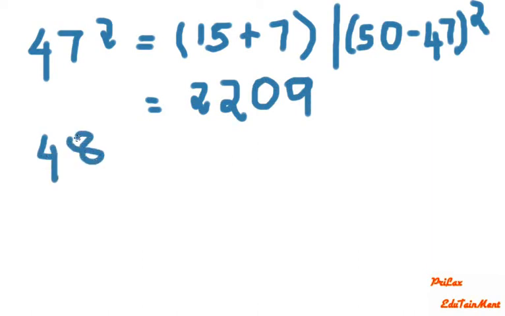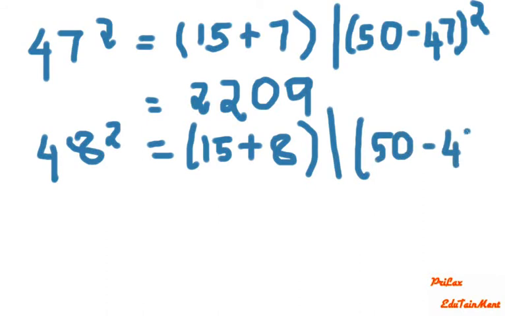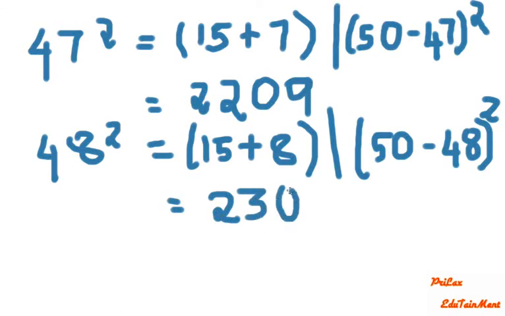48 square. The next number. Once again, always remember to add 15 to the unit digit, that is 8. 15 plus 8 is 23. Take a pause and remember 50 minus 48. Check the difference and square the difference. So it is 2304.